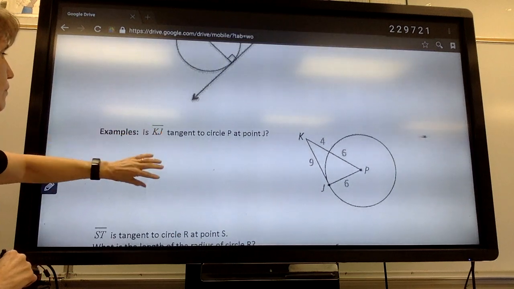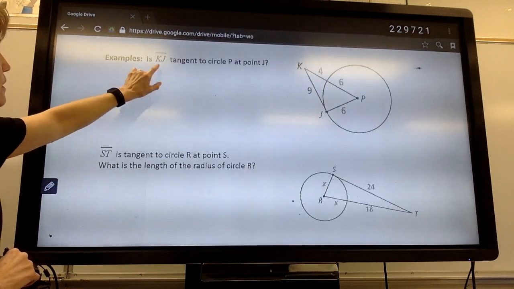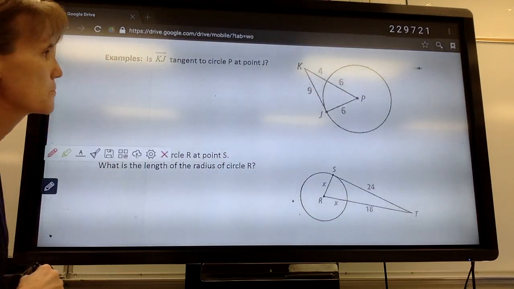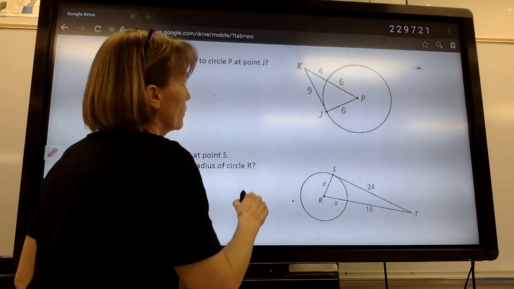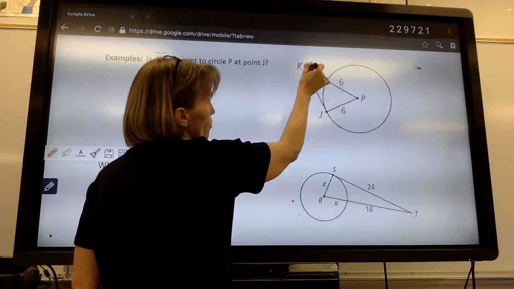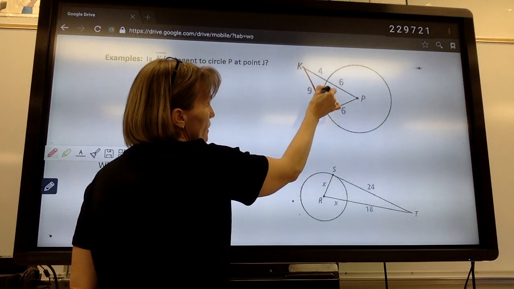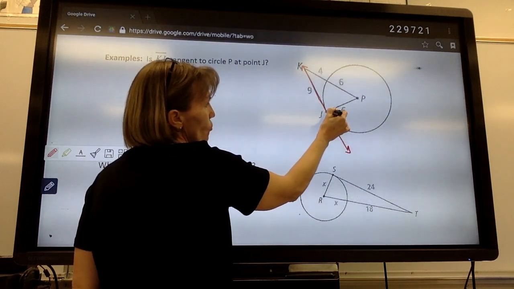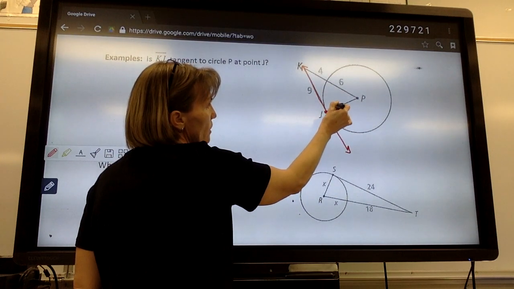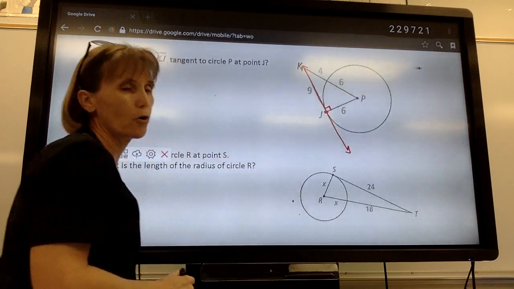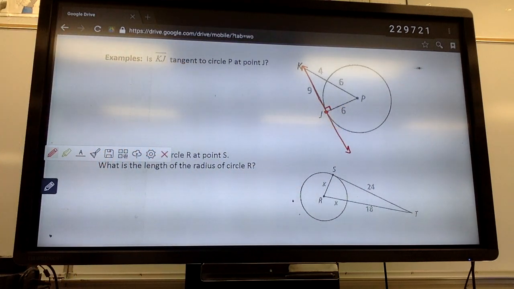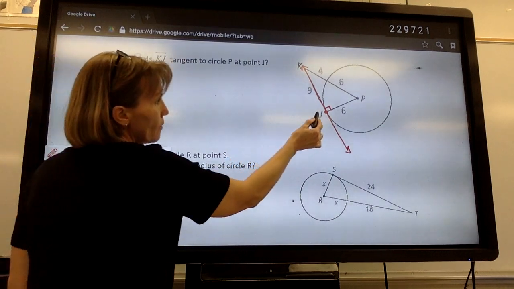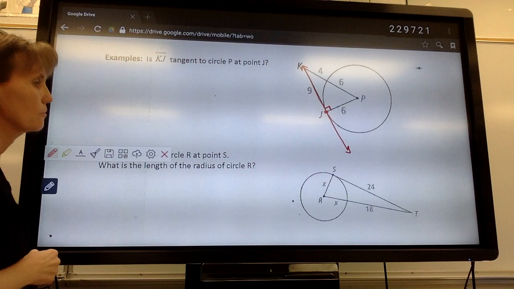For example, it says, is segment KJ tangent to the circle at point J? Is this tangent to the circle? Well, if I extended this segment into a line, that's a line that is tangent to the circle. This is the point of tangency. So yeah, it's going to be perpendicular right there. Because it's perpendicular, then yeah, it's going to be tangent.